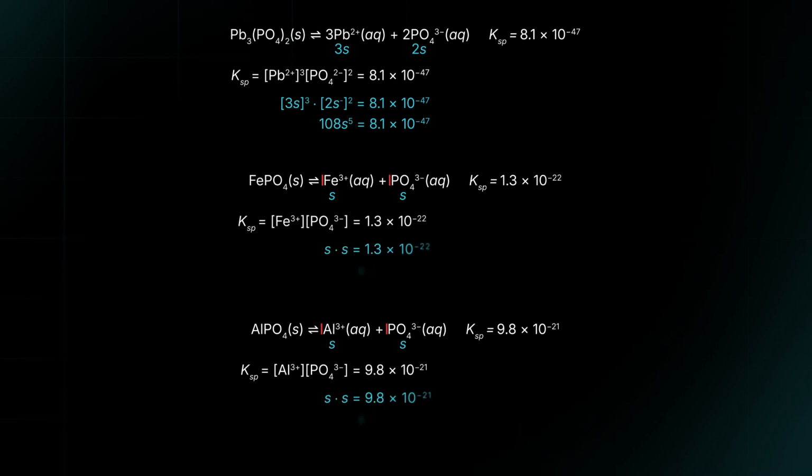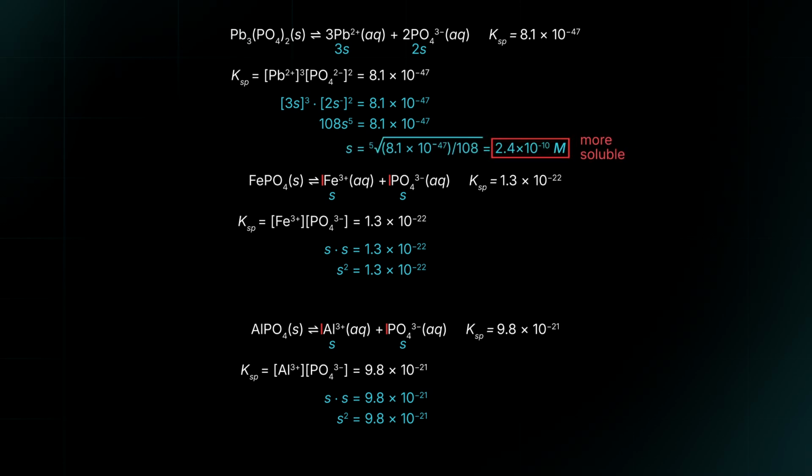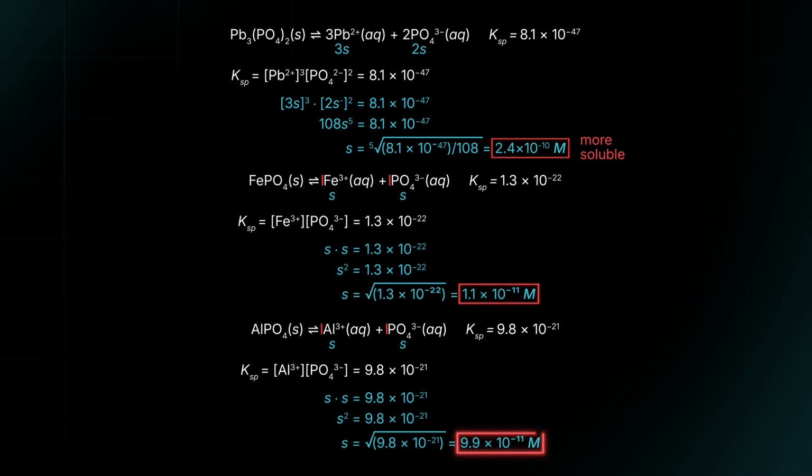That's very different from the S squared we found for iron and aluminum phosphate, and it explains why comparing KSP values alone doesn't work when stoichiometry differs. It's exactly why comparing the KSP of lead phosphate to that of iron or aluminum phosphate doesn't give the full picture. Solving for S, we find that lead phosphate actually dissolves more than either iron or aluminum phosphate, even though its KSP is much smaller. So, while comparing KSP values works when salts have the same stoichiometry, it doesn't when the number of ions differs. The actual solubility ranking might be very different from what KSP alone suggests.